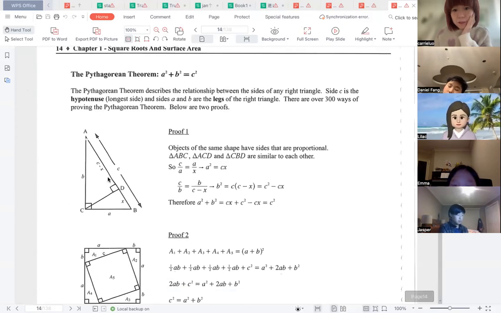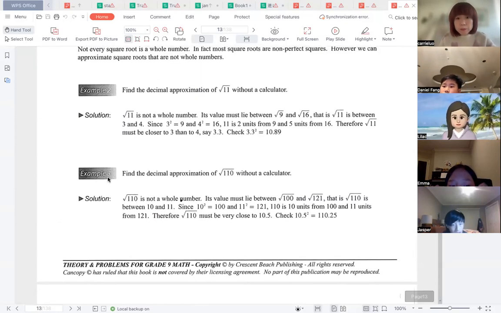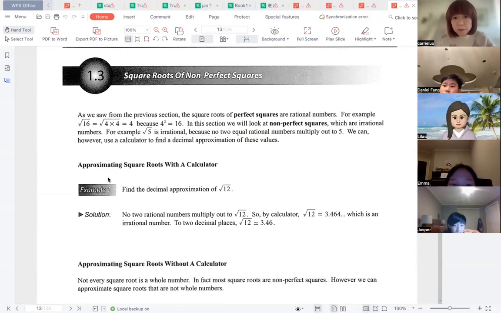So now let's take a look at this one. This part is very hard, so we're just going to go through the easier part. So let's take a look at this one: square roots of non-perfect squares. Like Daniel just asked me, he said a square root cannot be square rooted. It's not necessarily true, okay? It's close to the right answer.